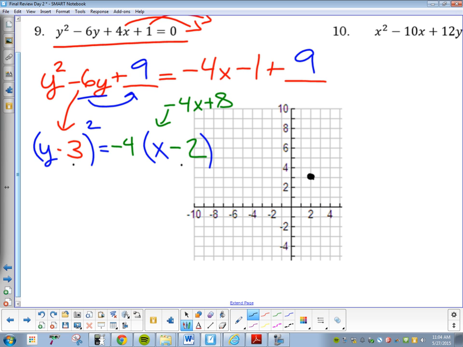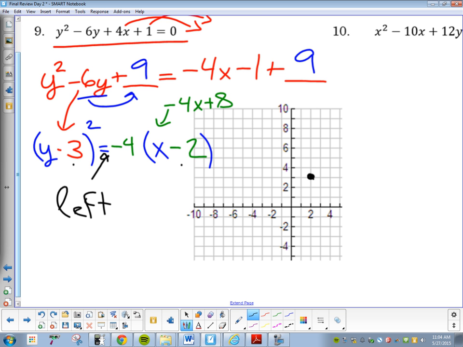2, 3. Okay? It is a y squared parabola. So y squared opens left or right. Is this one going to open to the right, or is this one going to open to the left? Why is it opening to the left? Because it's negative.